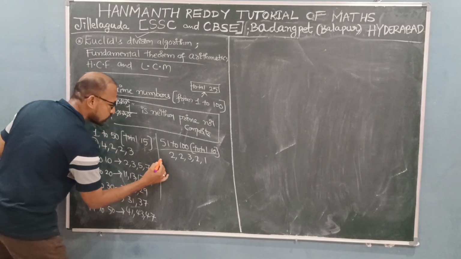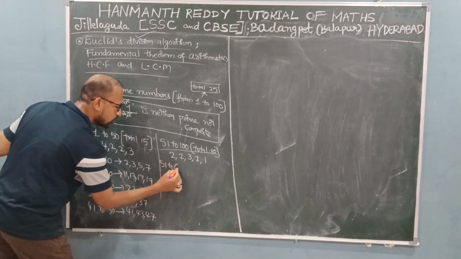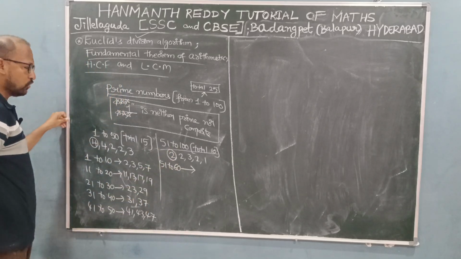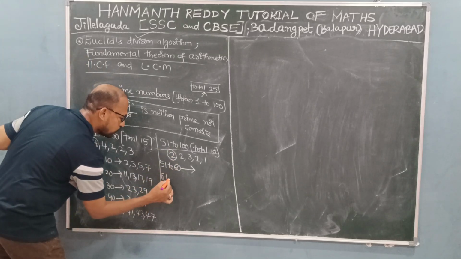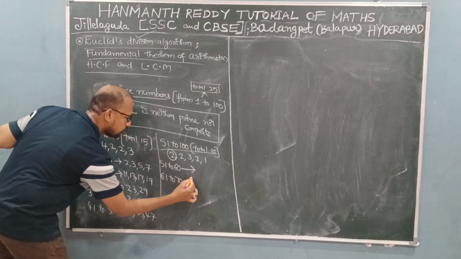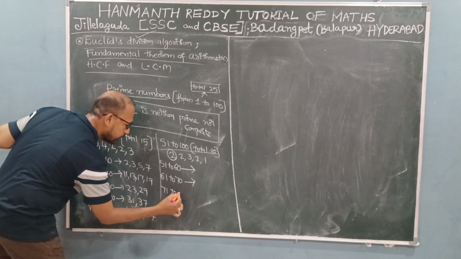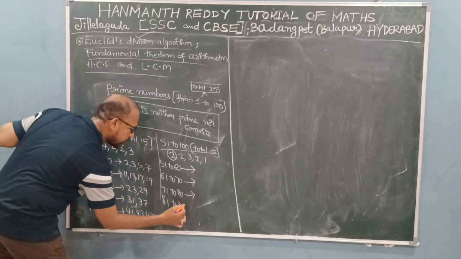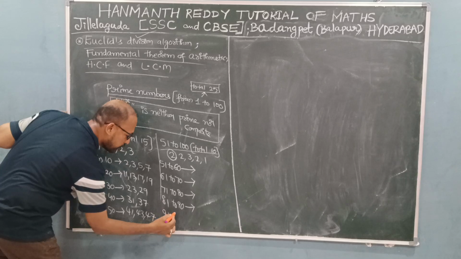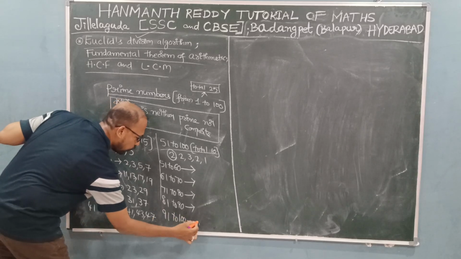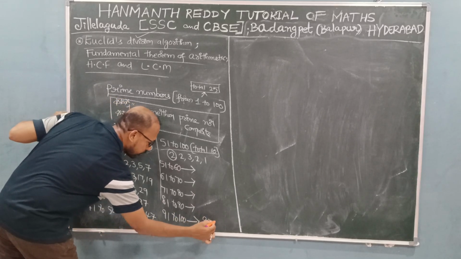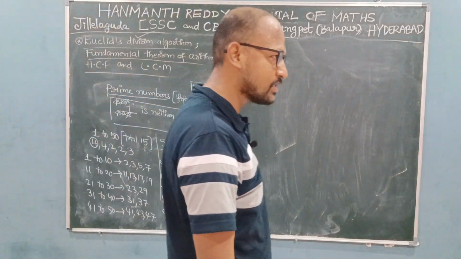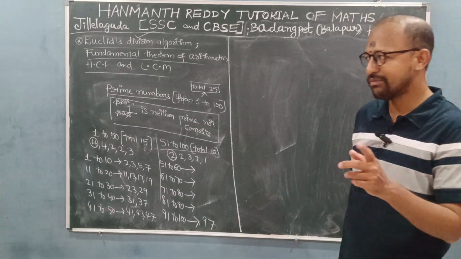Now 51 to 60: total 2 prime numbers, double 2, 3, 2, 1. Next, 61 to 70, 71 to 80, 81 to 90, and 91 to 100. First remember 91 to 100: only one prime number, that is 97.